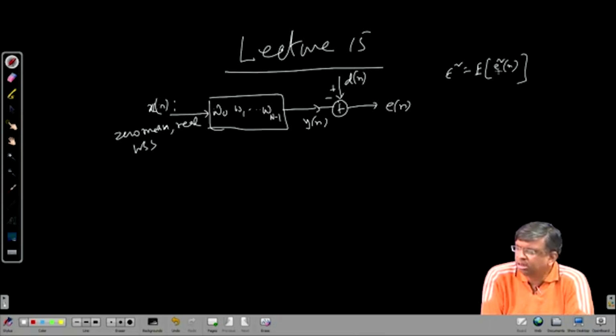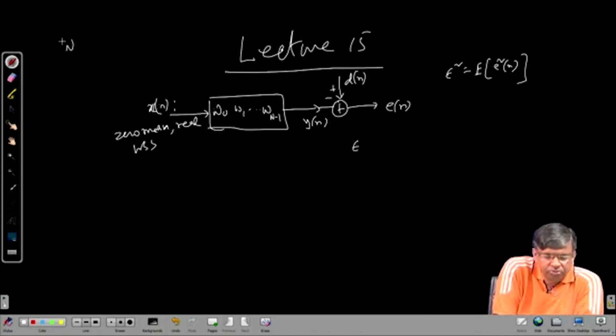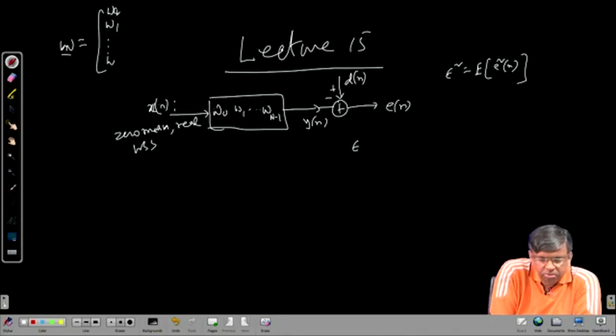is real. So, mod E square or E square, they are the same, because the expected value of E square n is the average power. Because of the WSS nature, this epsilon square is independent of n. Okay. And we worked out the formula for epsilon square, and we had the W vector, W0, W1, dot dot, W n minus 1. All the filter coefficients stacked, input data vector, all these were defined in the last class.